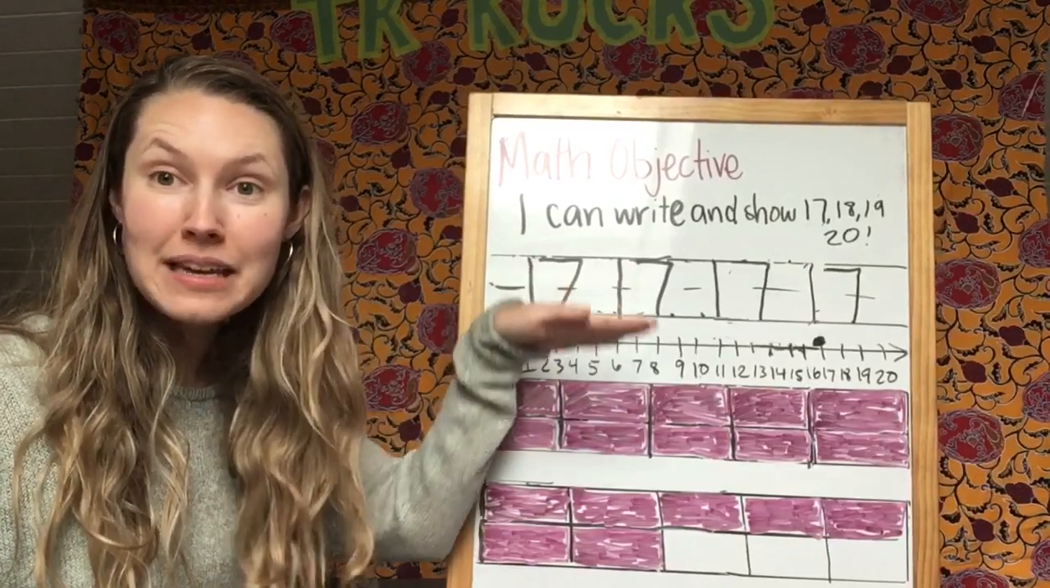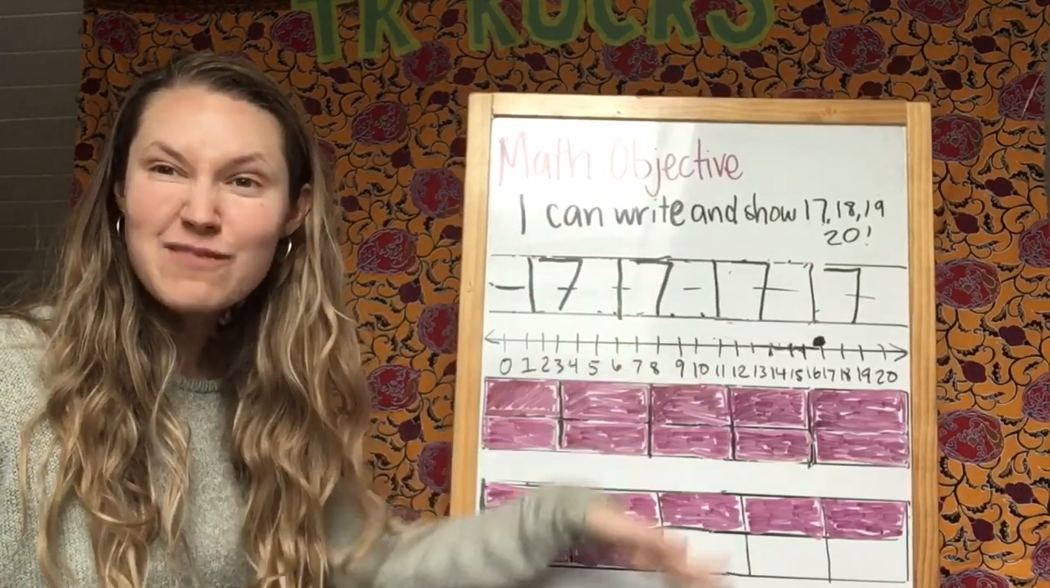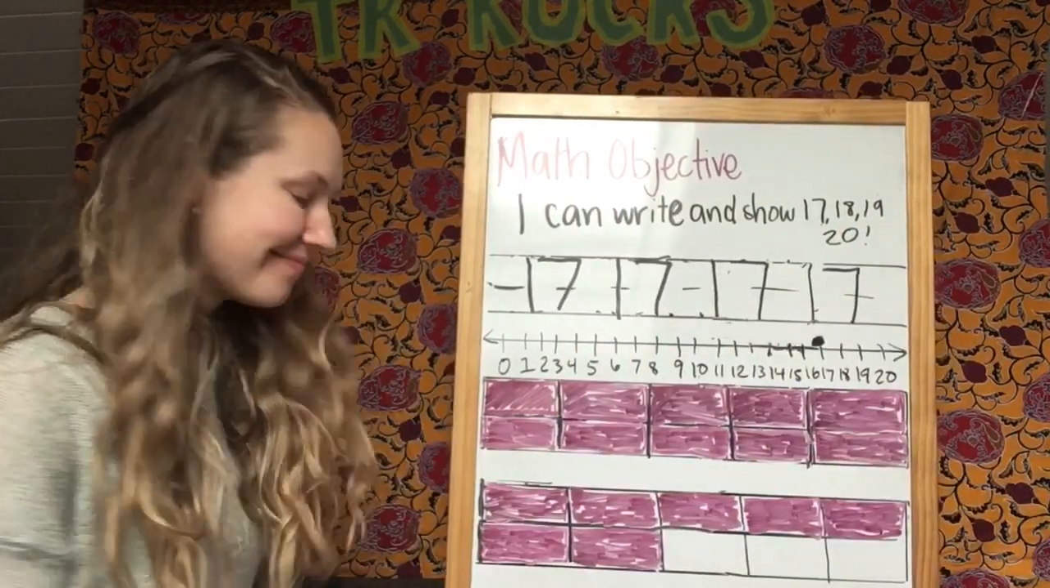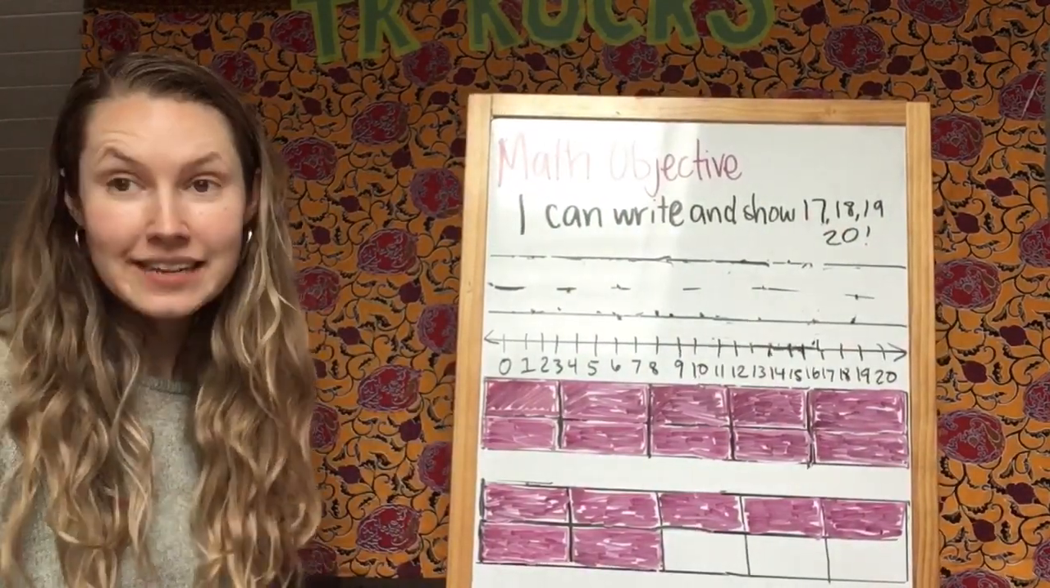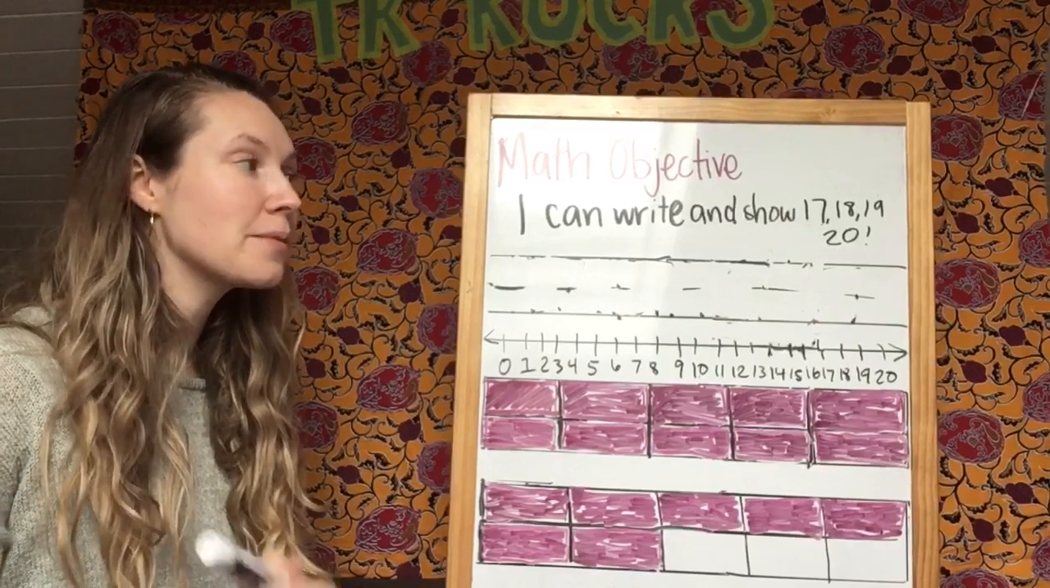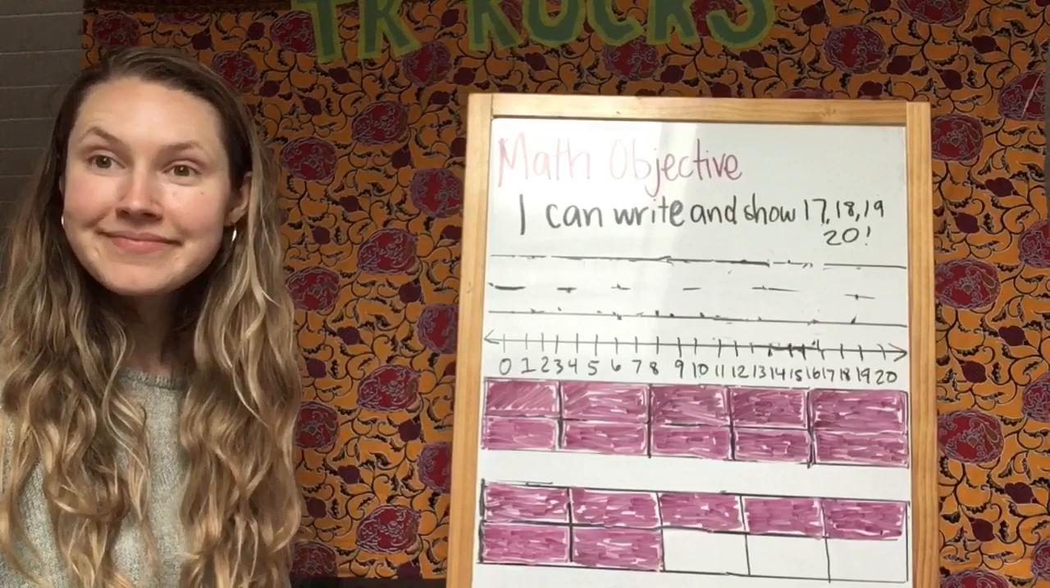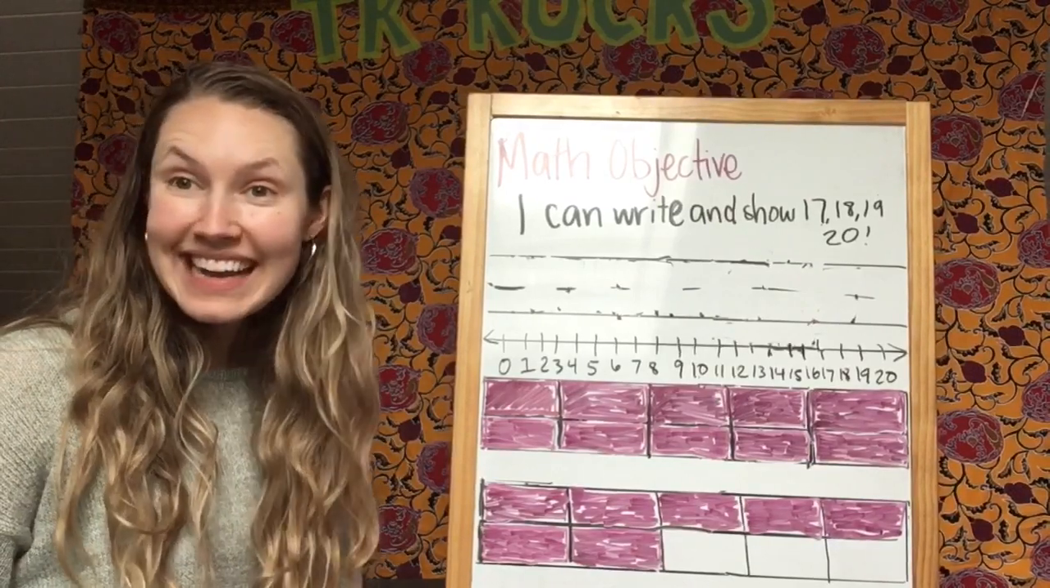I'm going to erase my number line and my writing and leave my frames the same so that we can add one more to build 18. Okay, let's talk about 18. So if 17 was written with a 1 and a 7, how are we going to write 18? With a 1 and an 8.